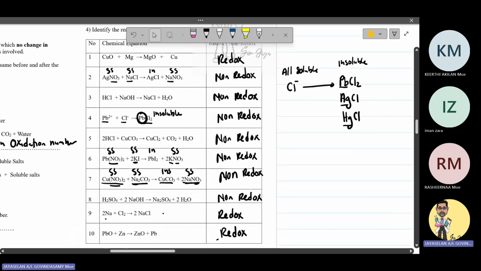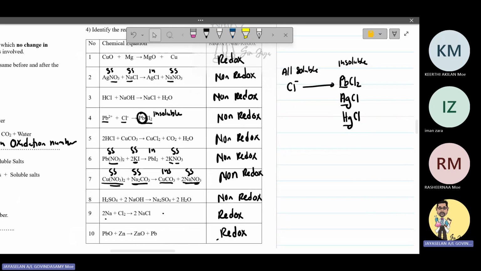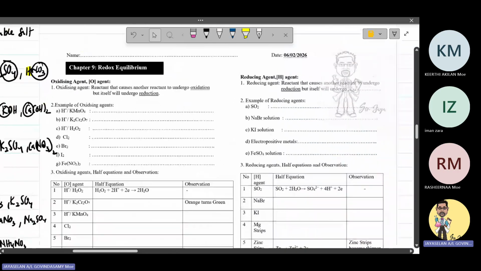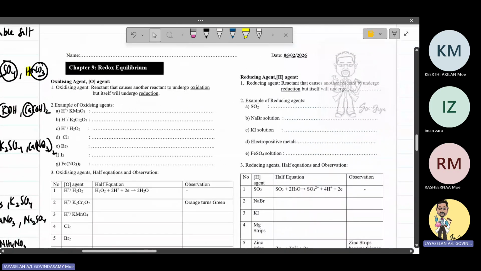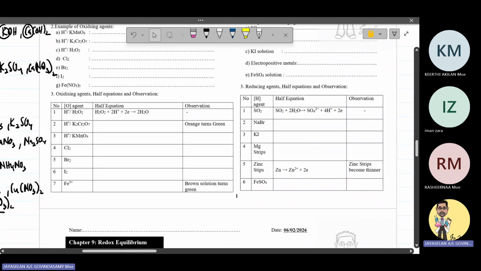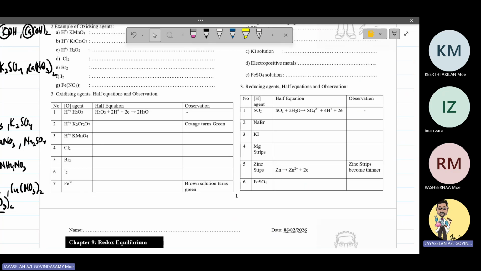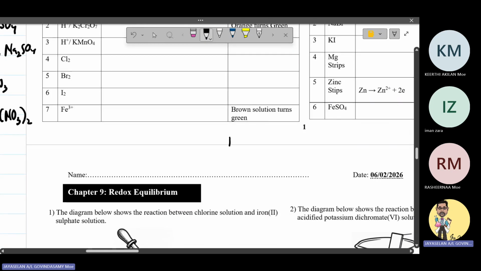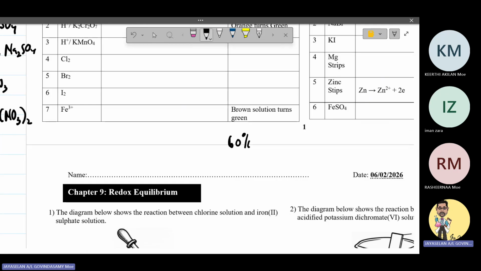Yes, sir. Okay, so that's all for today. Next week punya patut saya ajar benda ni tau. Kita kena belajar ni. Next week you dah hafal equation, observation, you boleh buat 4 bahagian untuk chapter ni. You boleh cover 60% redox reaction, kalau you dah hafal oxidizing agent, reducing agent.